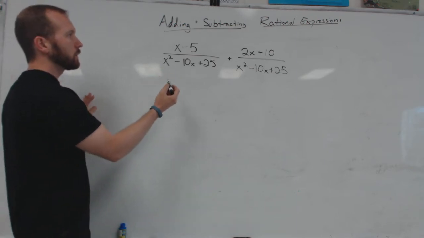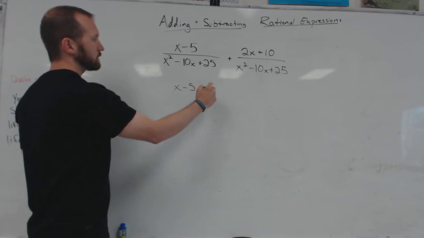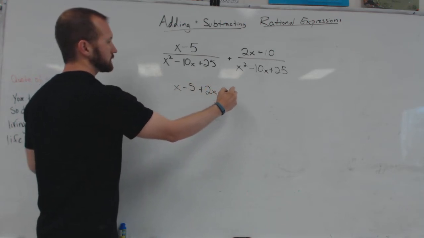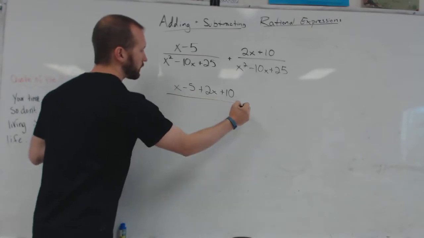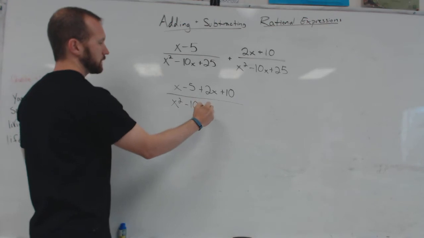So in this case, we have x minus 5 plus 2x plus 10 over x squared minus 10x plus 25.